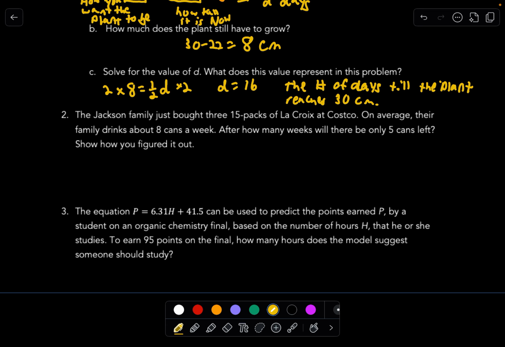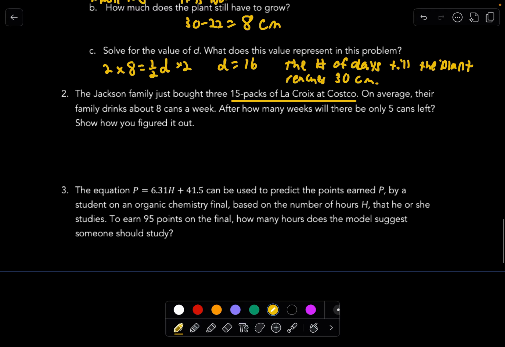The Jackson family just bought 3 15 packs of LaCroix at Costco, using actual name brands, because LaCroix is an actual sparkling water drink that you get at Costco. That's called product placement. I wonder if they get a kickback from the LaCroix company to put their name in, or from Costco. On average, their family drinks about 8 cans a week. After how many weeks will there be only 5 cans left? Show how you figured it out.